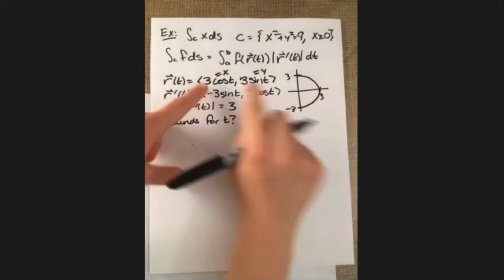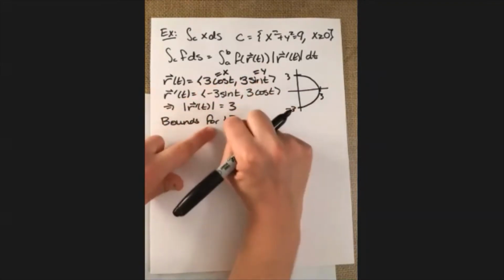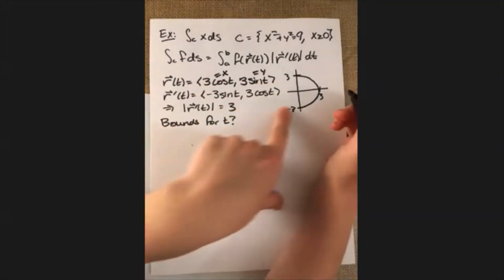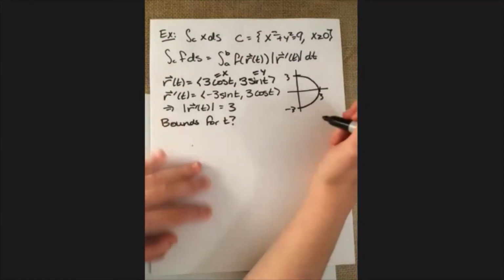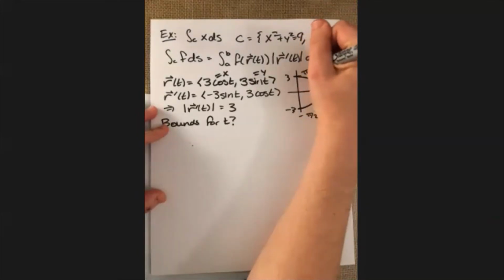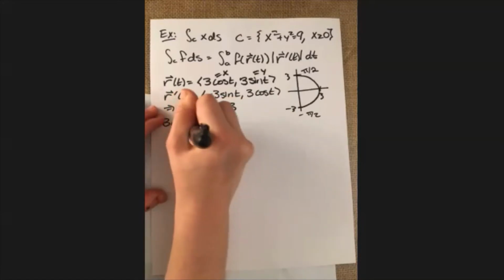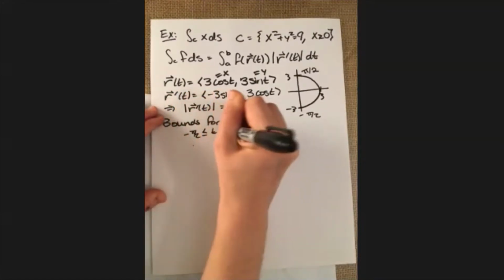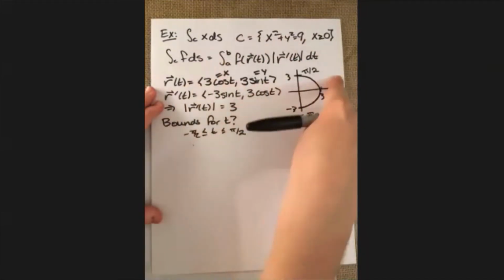Now, as soon as we've swapped over to this parameterization with the sine and the cosine, we're thinking about t as being an angle. And if we're looking at this as kind of like a theta type deal, we're going to be going from negative pi over 2 up to pi over 2. So I need t to be between negative pi over 2 and pi over 2, just like so. And those are going to be my bounds for t. So now I'm ready to plug everything into this integral right here.